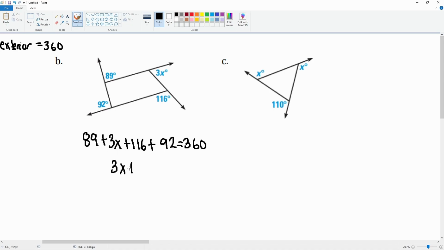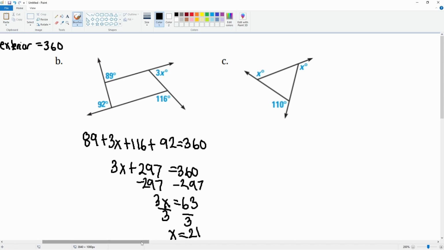So 3x plus 297 is equal to 360. You minus 297 from both sides, you get 3x is equal to 63. Divide by 3, you get x is equal to 21.